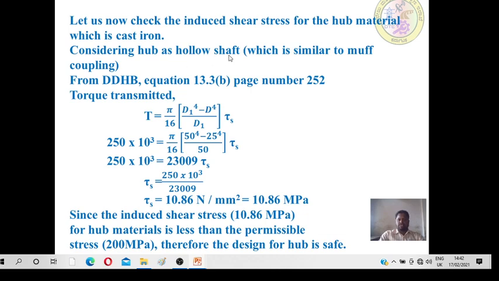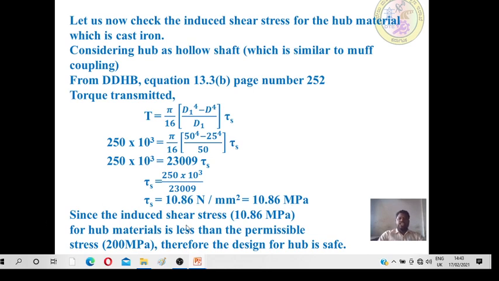Considering the hub as a hollow shaft, which is similar to a muff coupling, now from the data handbook in page number 252, we have this in 13.3b, T equal to pi by 16 into D1 to the power 4 minus d to the power 4 divided by D1, into tau s. So T is given in the problem, pi by 16, D1 is 50, we have already fixed in the last page, and d we have already calculated. If I substitute all these, I get the value of tau s as 10.86 Newton per mm square, which is equal to 10.86 MPa.